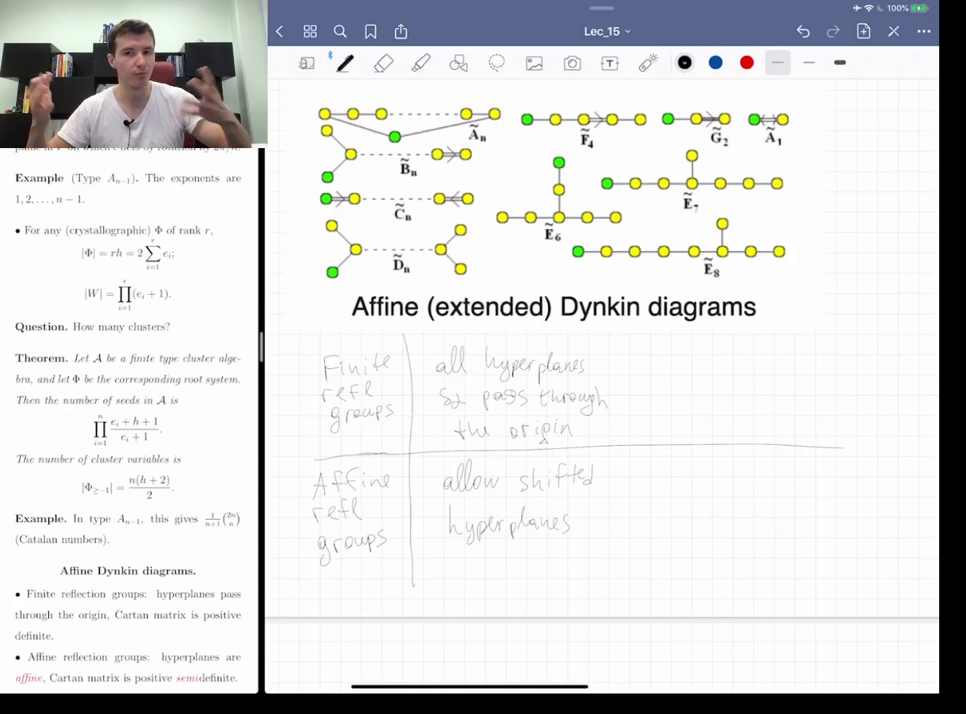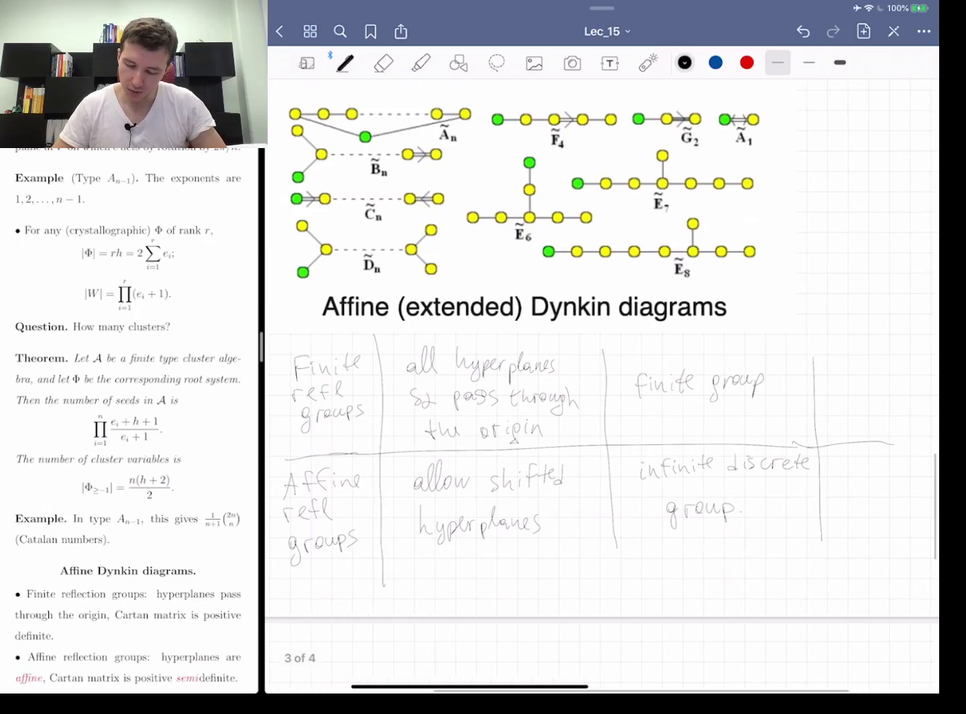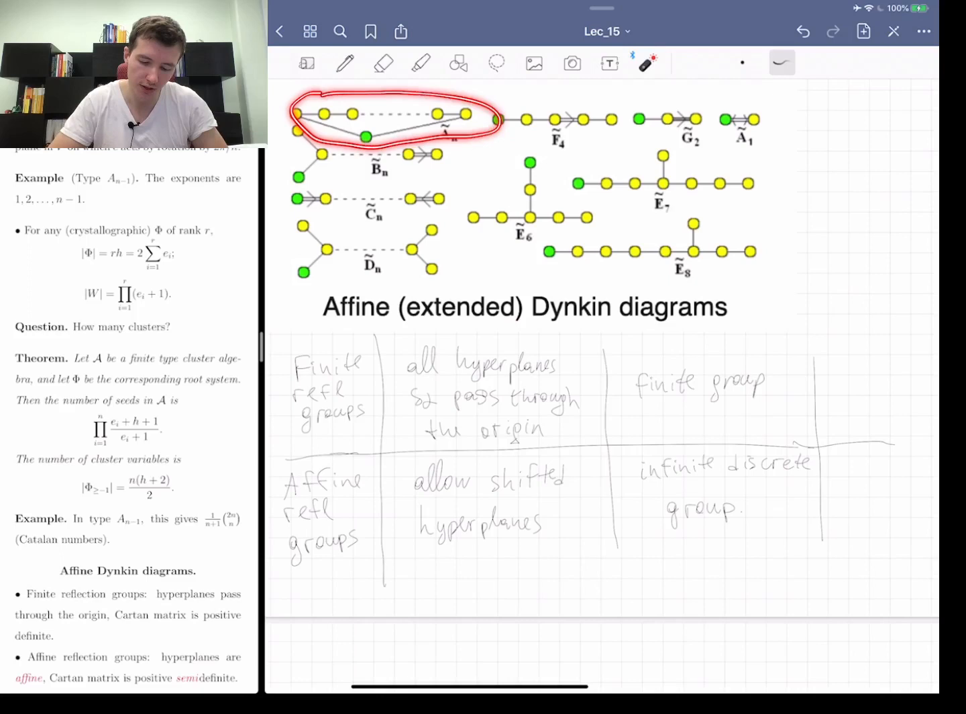So here I get a finite group. Here I'm going to get an infinite discrete group. And yeah, so there is one more. So you can also talk about Cartan matrices of these affine Dynkin diagrams.